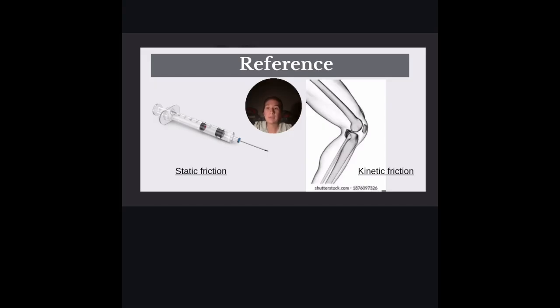And in the case for why I used a knee joint for kinetic friction, it's because when we're walking or bending our knees, although we do have synovial fluid around that cushions the surface of our thigh or lower leg bones, they still do slide past each other as the joints move.